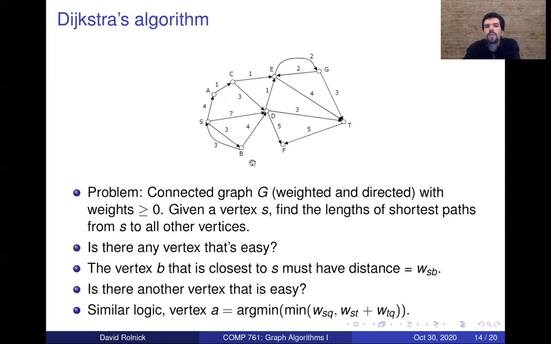And so now why does this work? Well, if you have such a vertex A, what is the shortest path to A from S? Well, it either goes directly from S to A, or it goes via B to A, or it goes via some other vertex to A.